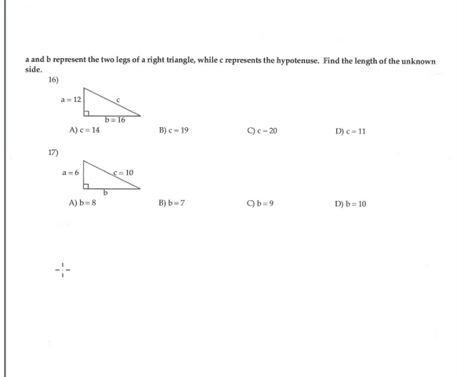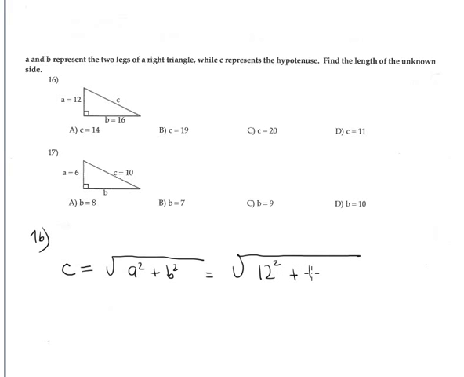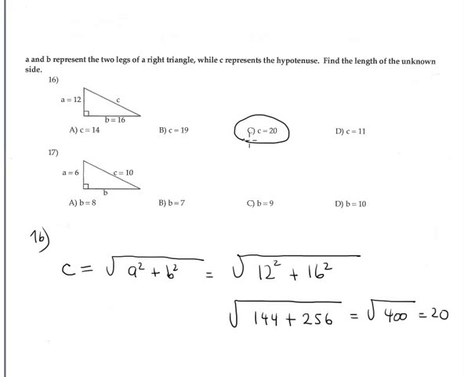Okay, 16 is using the Pythagorean theorem. So for finding the hypotenuse, C is equal to the square root of A squared plus B squared. In the 16 example, it is the square root of 12 squared plus 16 squared. 12 squared is 144. 16 squared is 256. Adding each other is 400. And the square root of 400 is 20. Okay, the option C is the answer.